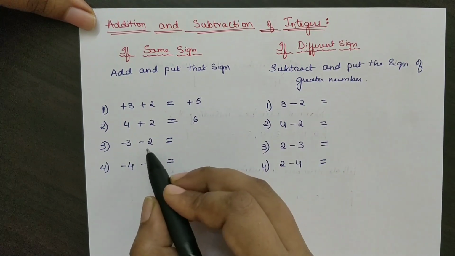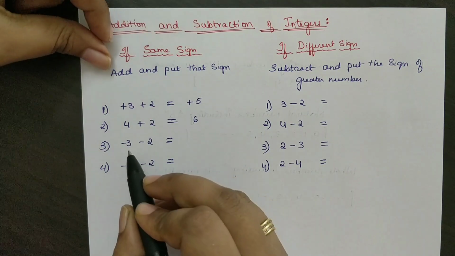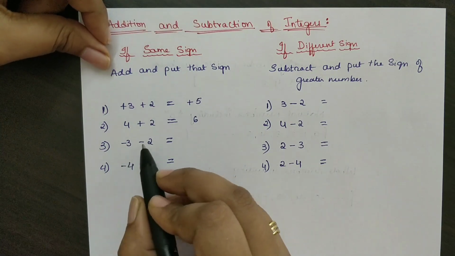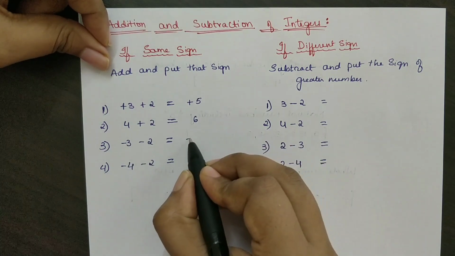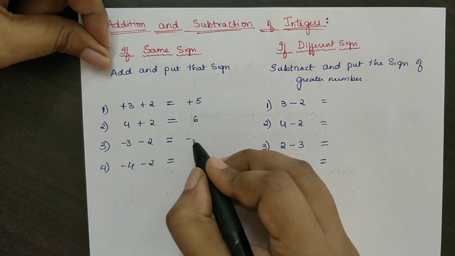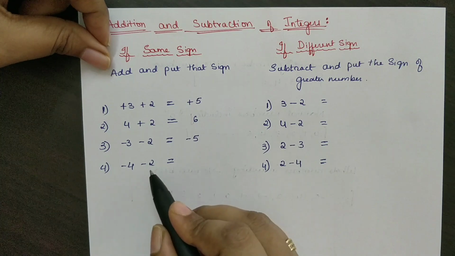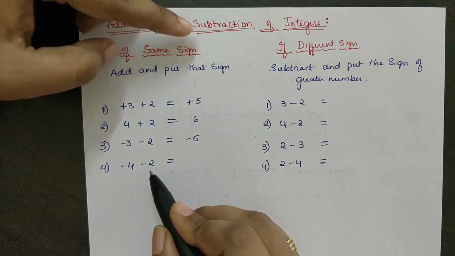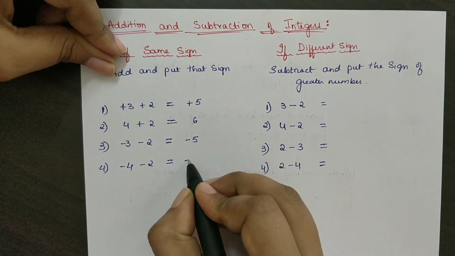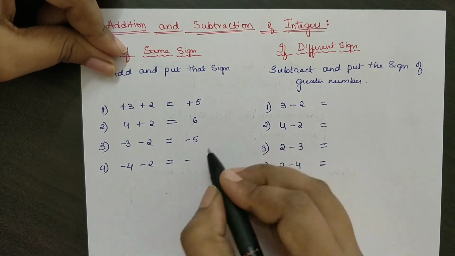-3 -2. Same sign. Then add those numbers and put that sign. The sign is minus, 3 +2 is 5, so -5. -4 -2. Same sign. Then put the sign minus and add them. -6.